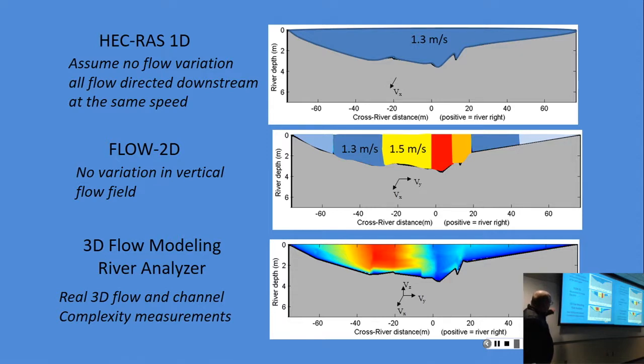And with River Analyzer, what we do is we go out and we kind of measure it. This is actually a slice from a river using the hydro-acoustic instruments. And you can see how really fine-tuned the flow is. The trouble is, 3D flow modeling, you can do in about 1 to 2 kilometers, maybe 5 kilometers of river. 2D modeling, I've seen stuff up to 10 kilometers and more. 1D, of course, you can go for hundreds of kilometers.